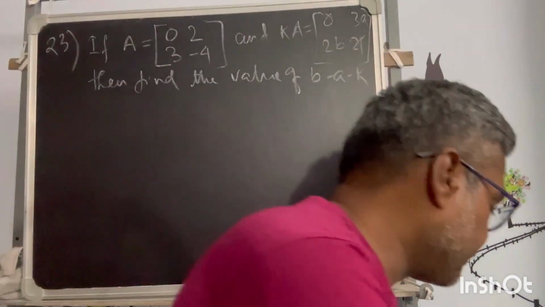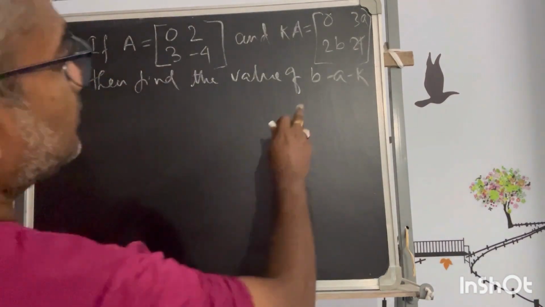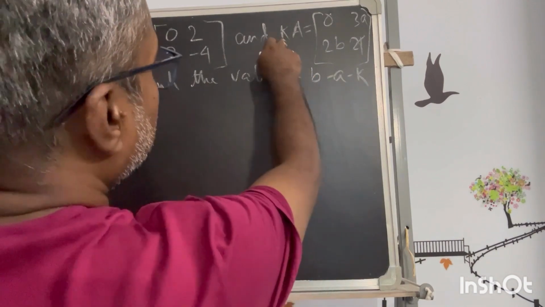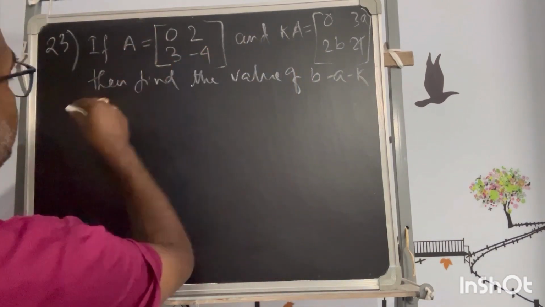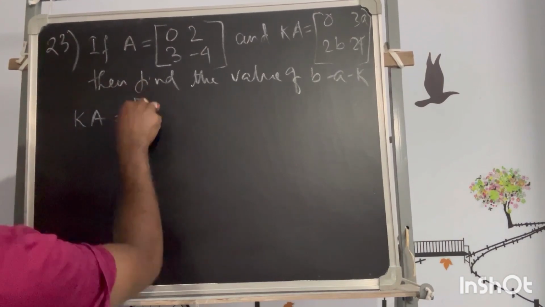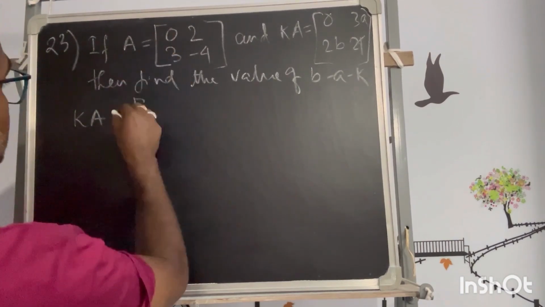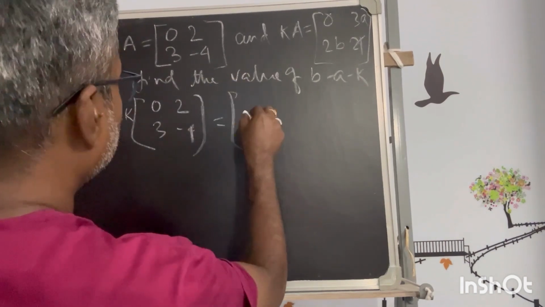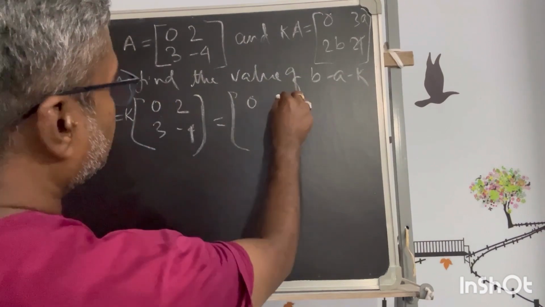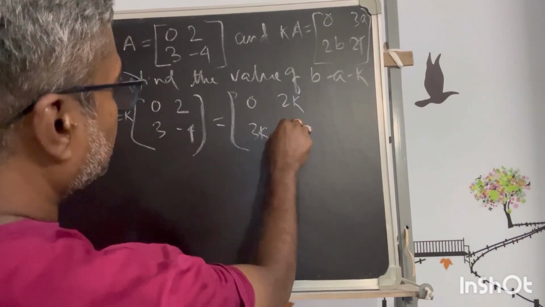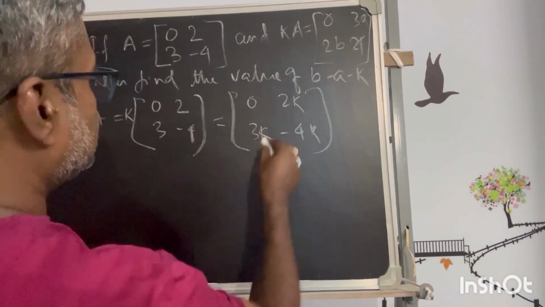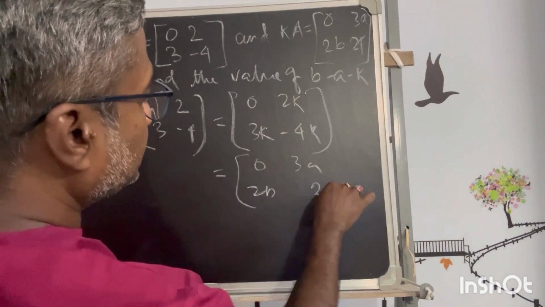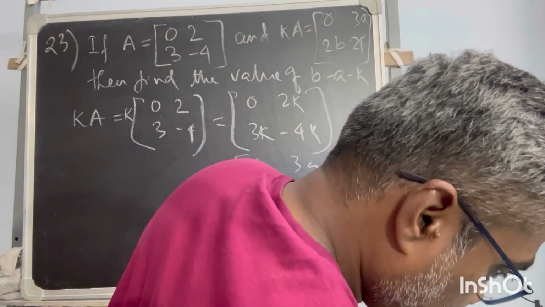Okay, so this you have to find, where a and b are some elements in this matrix kA, and k is a scalar. As you know, A is this, so kA will definitely be, if I multiply k with this matrix A, k multiplied with all the elements: 0, 2k, 3k, minus 4k. Now this is equal to this matrix, 0, 3a, 2b and 24, isn't it? This is 24.